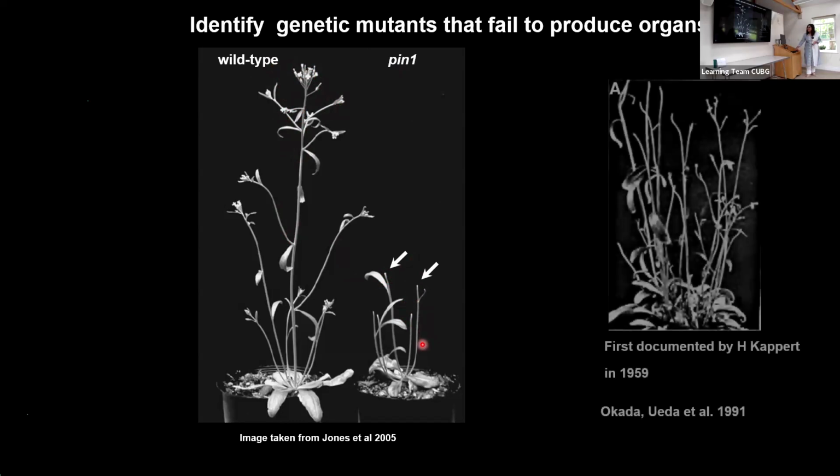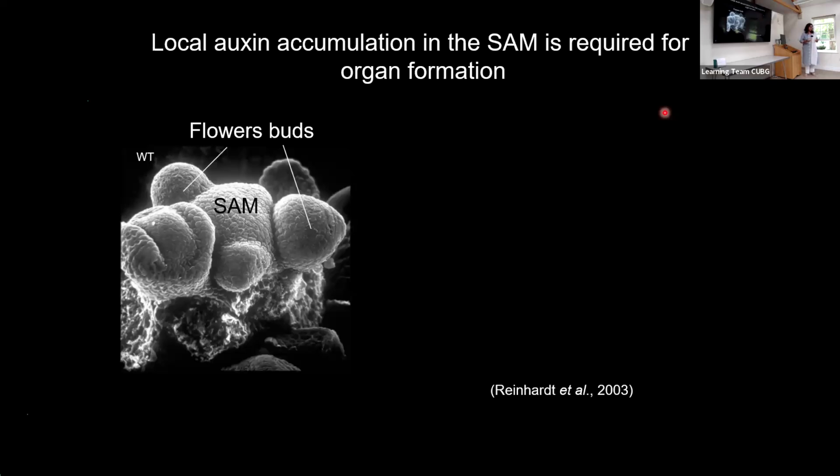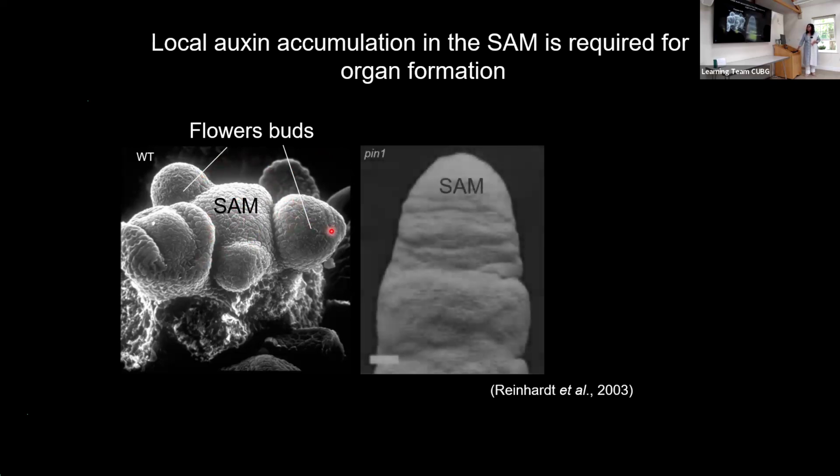And this mutant, in fact, was already documented in 1959 by Koepfli. You see that it has no flowers and the stem is just growing like a pin. So what is wrong with this mutant? Here you see a very high resolution microscopic image of the plant growing tip. This is the shoot meristem, and these are young flower buds. And in this mutant, you can see that the shoot meristem, as I showed in the big plants, has no flower buds in the vicinity.